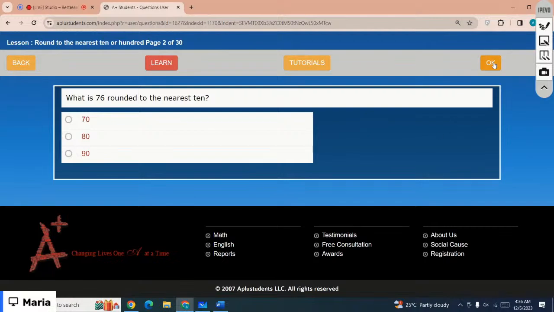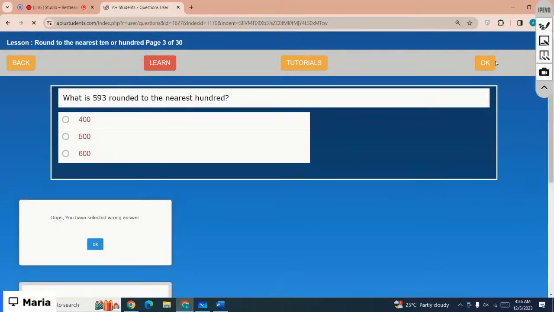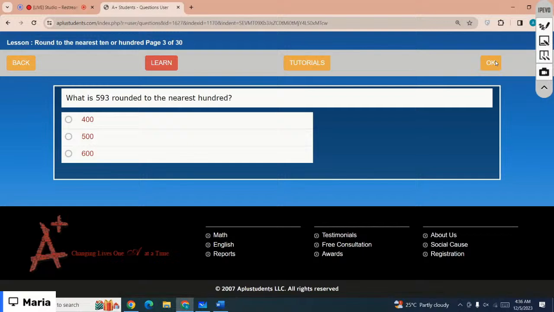We don't have any question like this. For which question are you answering? What is 593 rounded to the nearest 100? Which is the correct option?